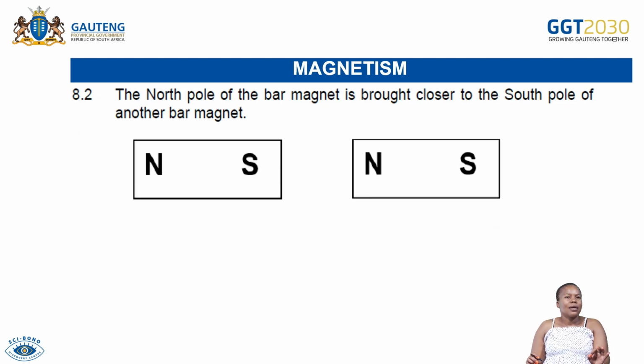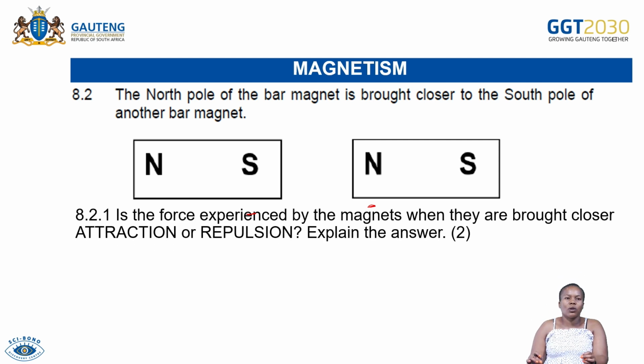8.2 goes on to say the north pole of the bar magnet is brought closer now to the south pole of another bar magnet. So you have the south pole being brought closer to the north pole of another bar magnet. All right, let's dive into the question. Is the force experienced by the magnets when they are brought closer attraction or repulsion?